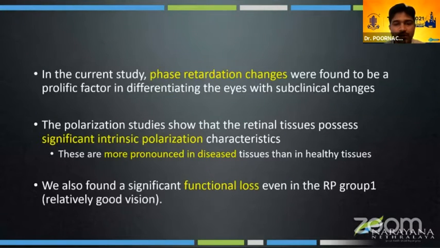In the current study, we know that phase retardation changes are more prolific, and retinal tissue does possess an interesting depolarization property, which is more pronounced in a disease state. And we also found a functional loss even in the RP1 group, who had relatively good vision.